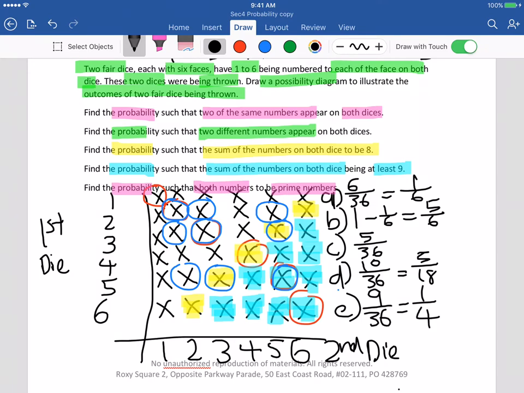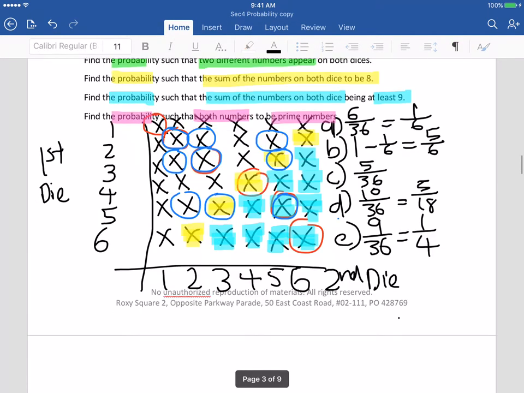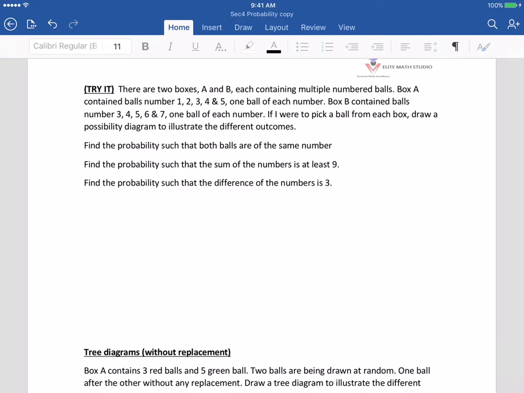Okay, so I've actually done 2 illustrations on the possibility diagram. For the next one, I gave an example. Just go and try it yourself. Pause the video and try it yourself. Any queries, you can go back to our previous 2 questions to help you.